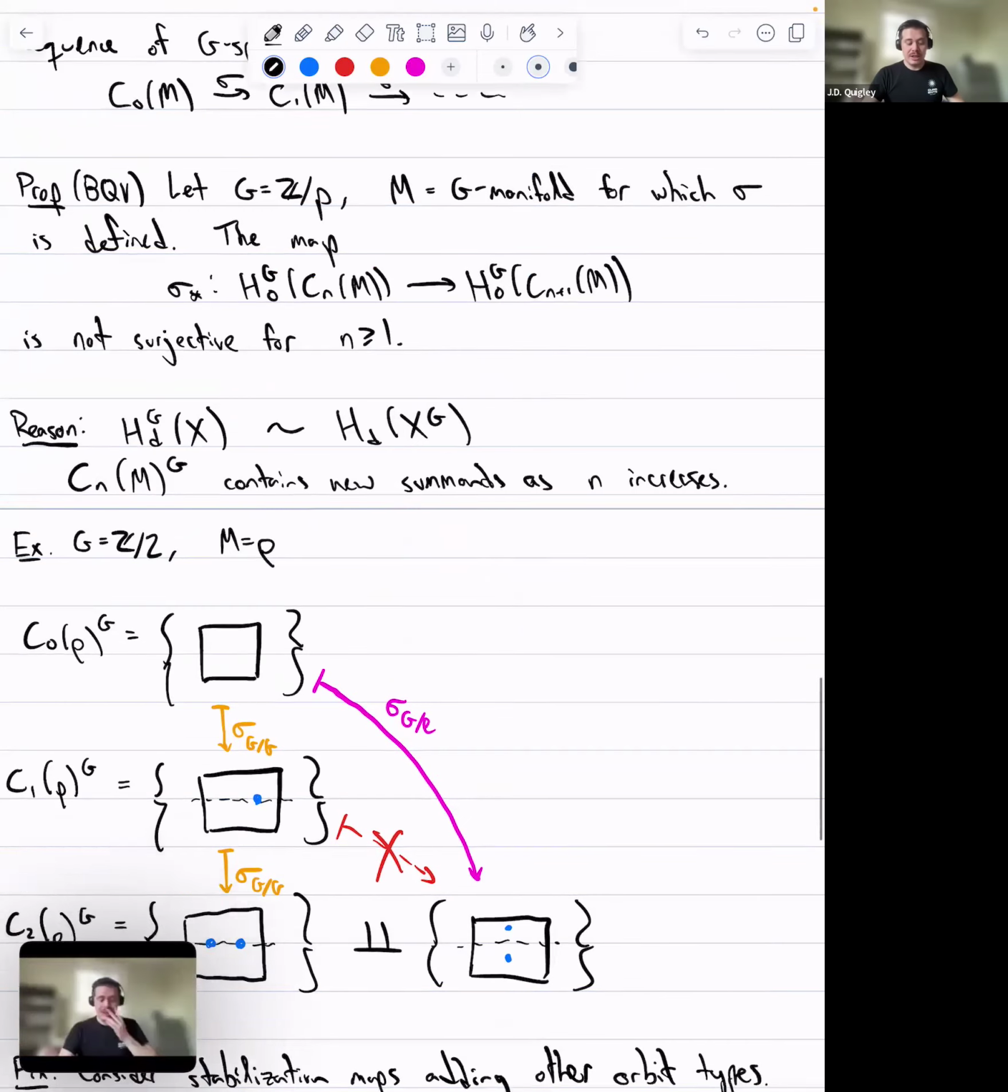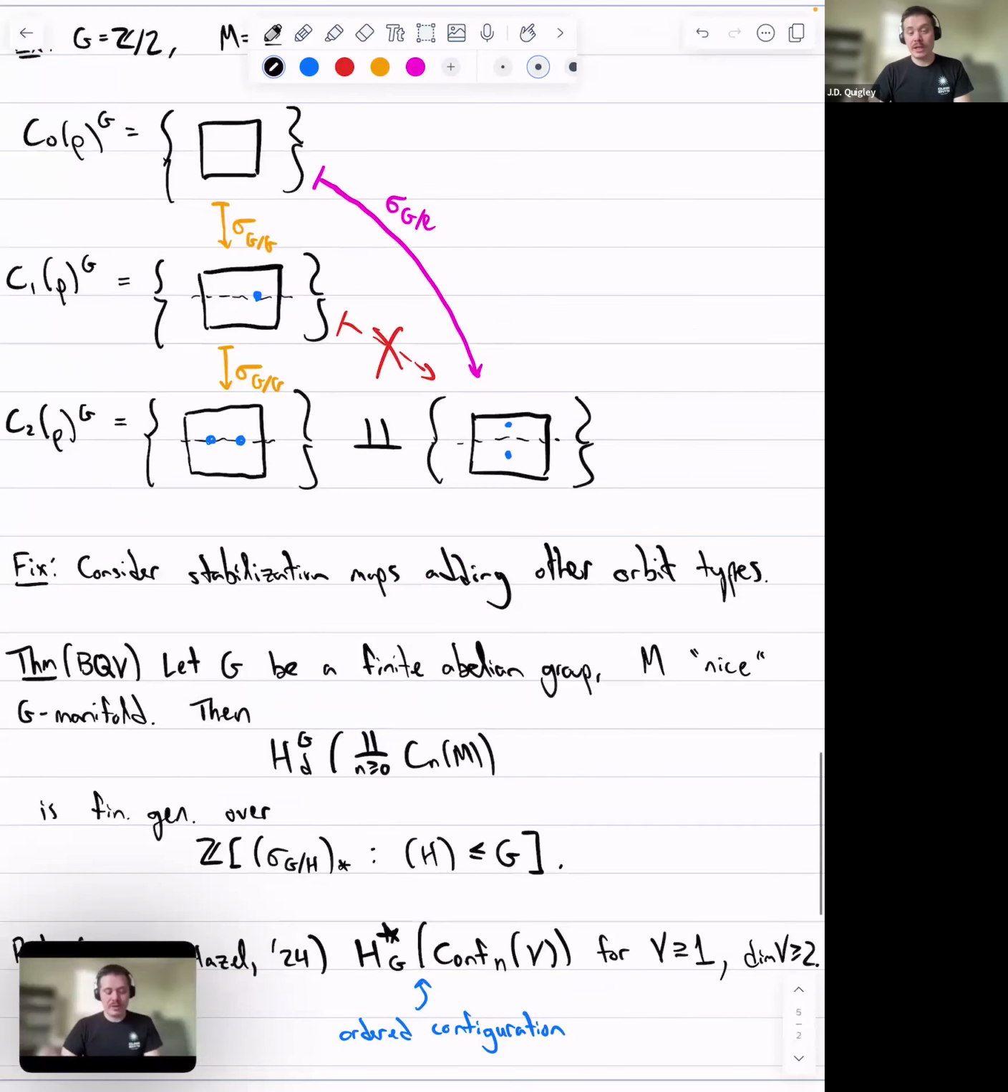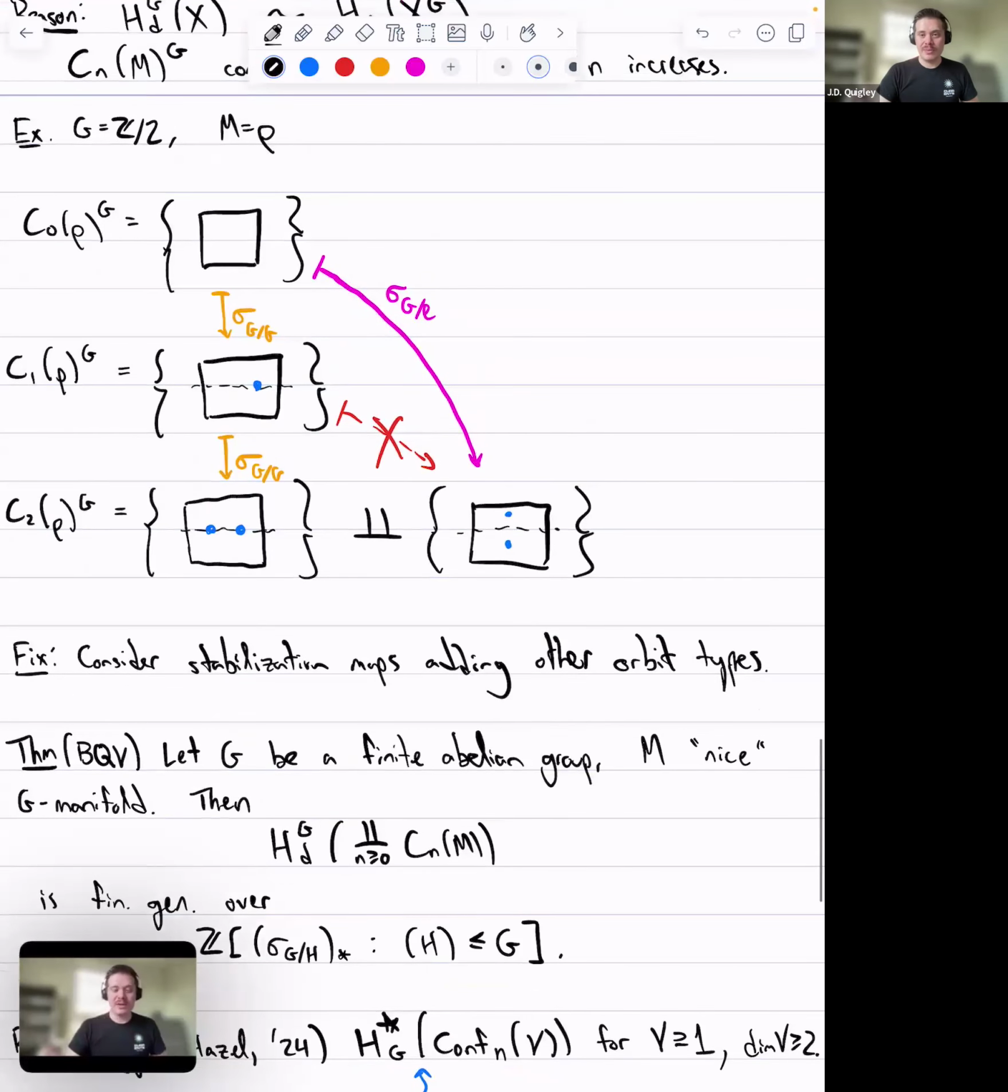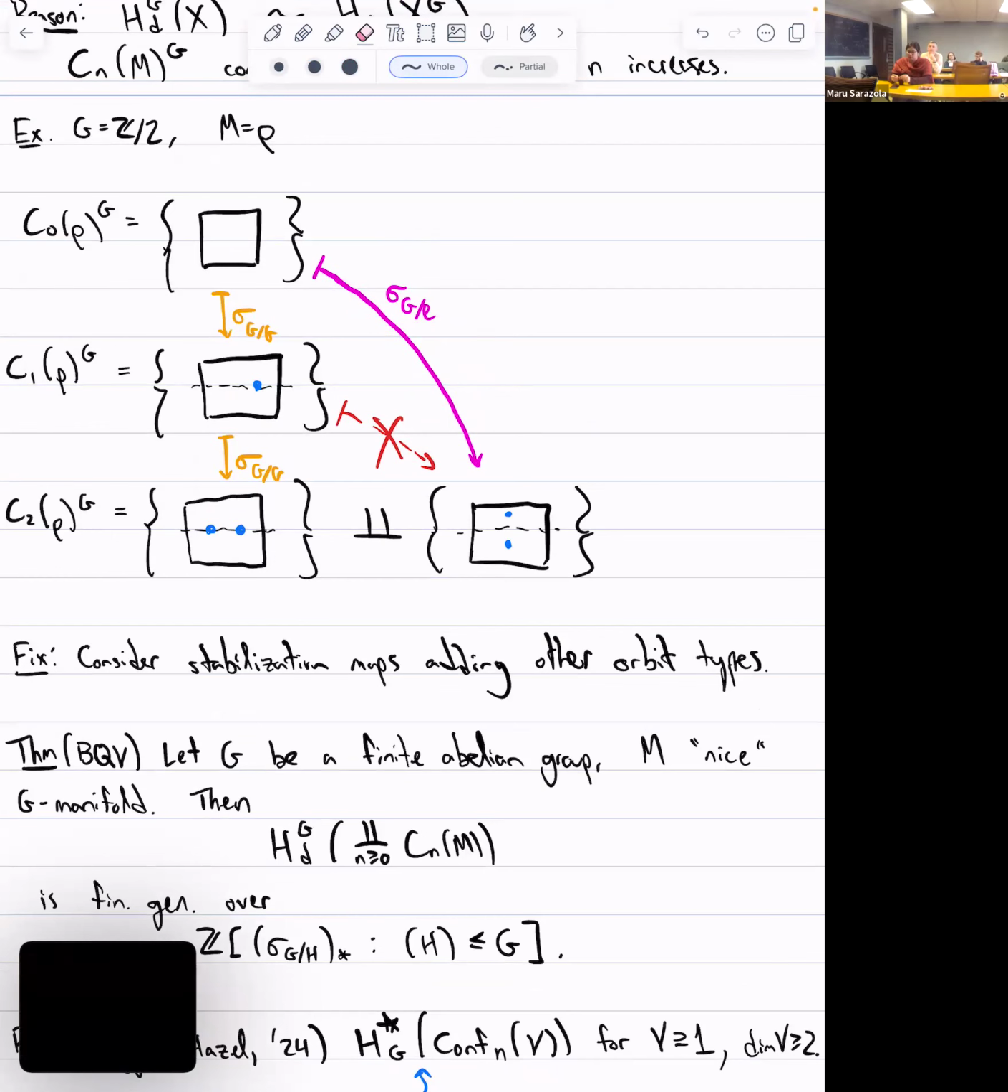Right. Yeah, so that's why we end up with this sort of funny statement where we're looking at finite generation over this ring where we consider all possible stabilization maps. So it's not that we have sequential stability with respect to one, it's that we have finite generation stability with respect to all. Thanks. Other questions?